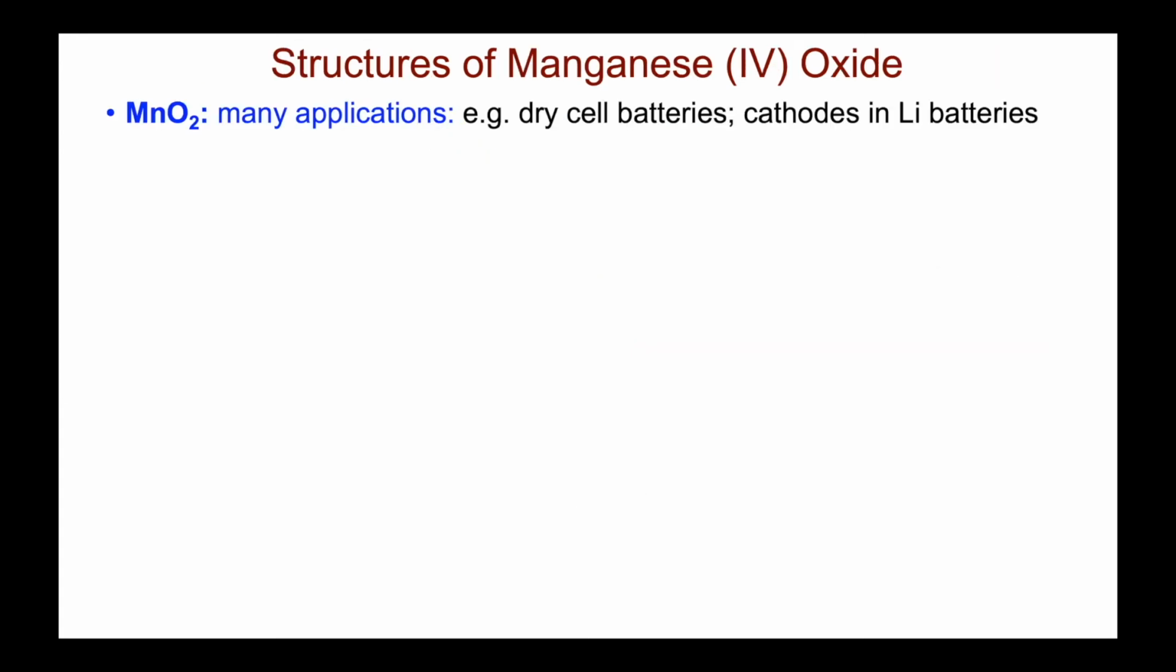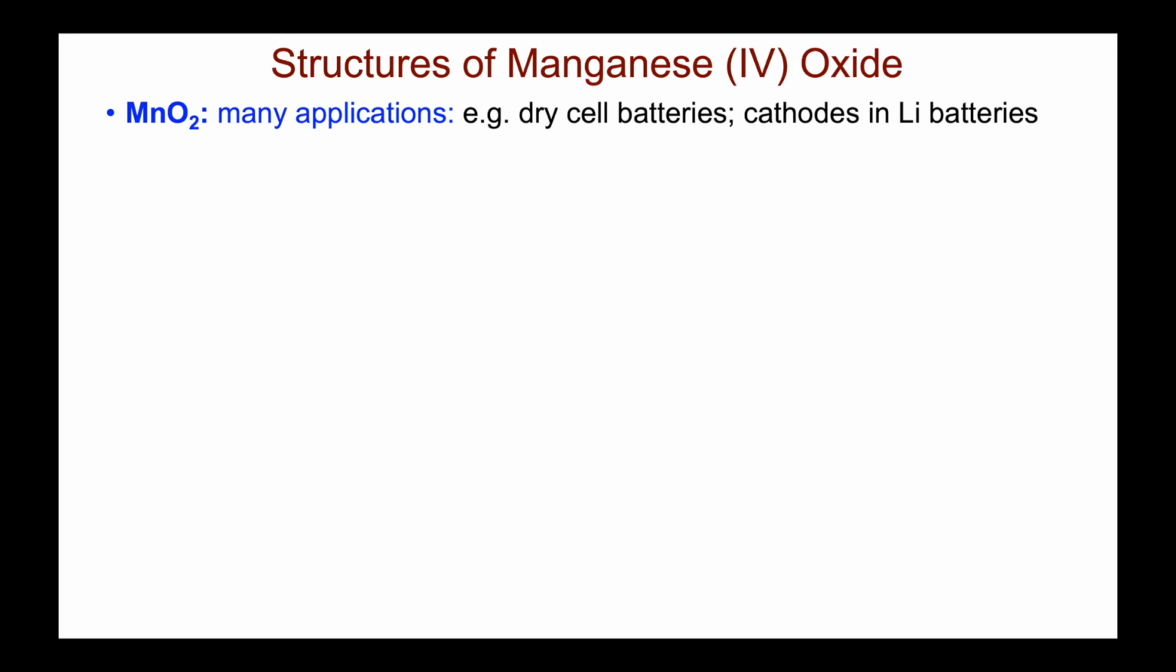Another set of interesting structures are those of manganese(IV) oxide, MnO₂. MnO₂ is a very important material. It has many applications, such as in dry cell batteries, and it's the basis of many cathodes in rechargeable lithium batteries.